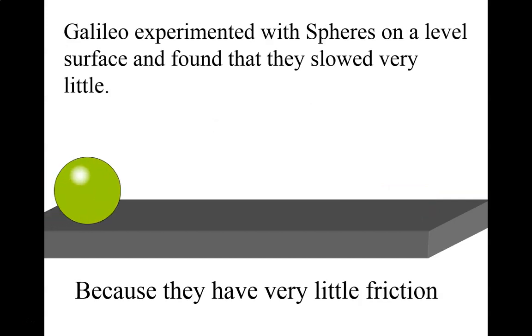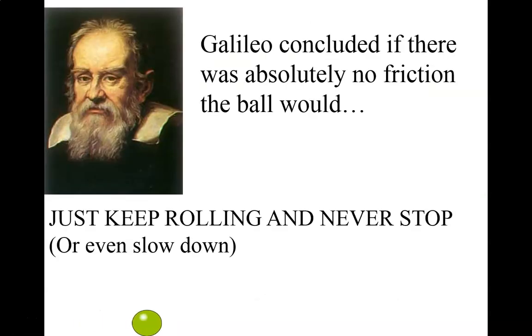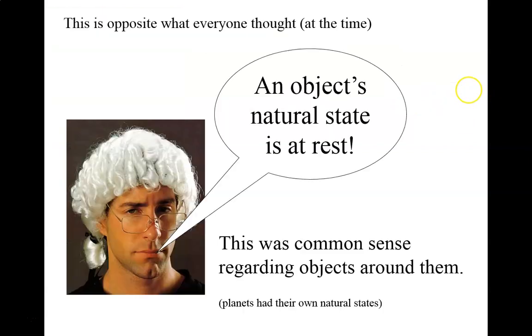And Galileo, and this is kind of in him laying the foundation for Newton's laws, Galileo experimented with things that didn't have a whole lot of friction, such as balls that were rolling along the ground. And he found that they slowed down very, very little if it was on a very smooth surface. He basically came to the conclusion that if there was no friction, then the balls would just keep rolling forever and ever and never even stop or slow down. So he's really laying the foundation for Newton's first law here.